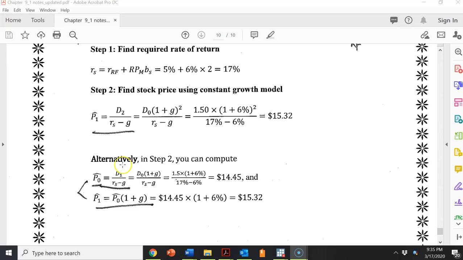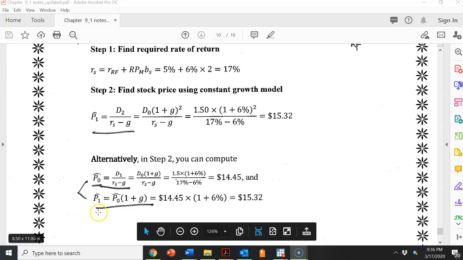An alternative way in step 2 is that we can compute P0 first as D1 over RS minus G, which equals D0 multiplied by 1 plus G over RS minus G. So P0 is 14.45. P1 would be P0 multiplied by 1 plus G. So we can use this 14.45 multiplied by 1 plus 6% to get 15.32.